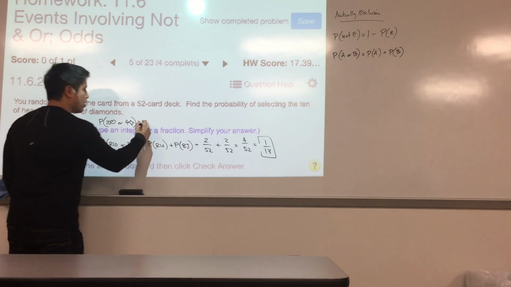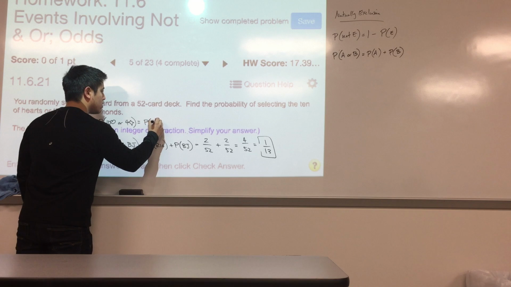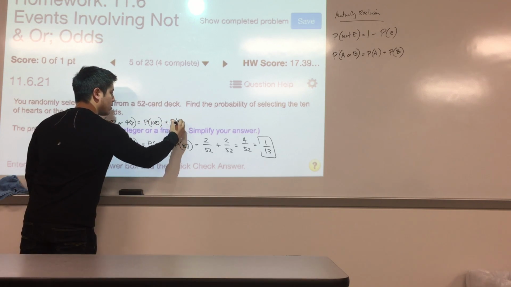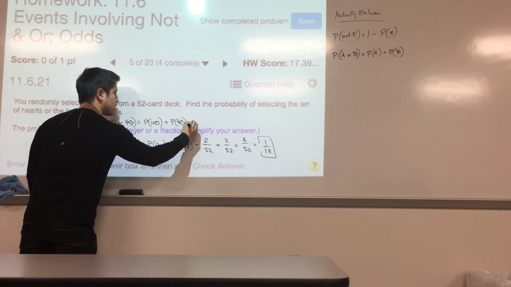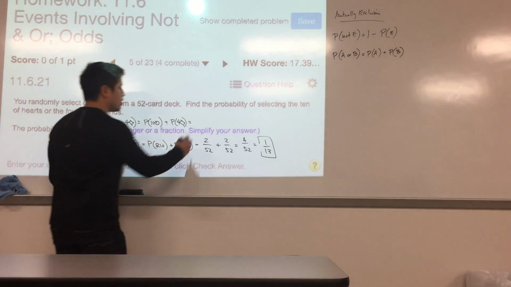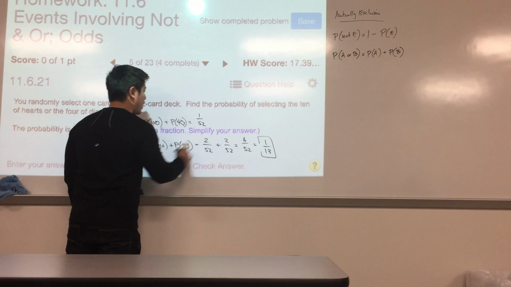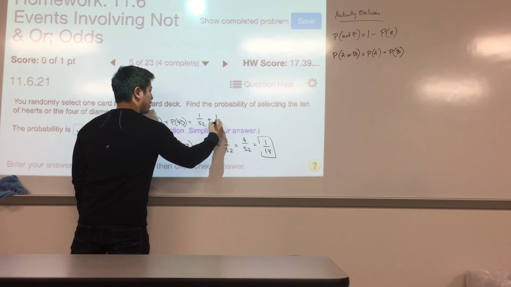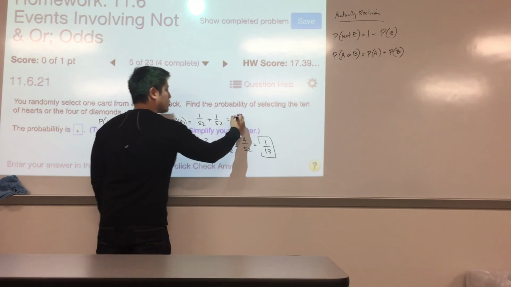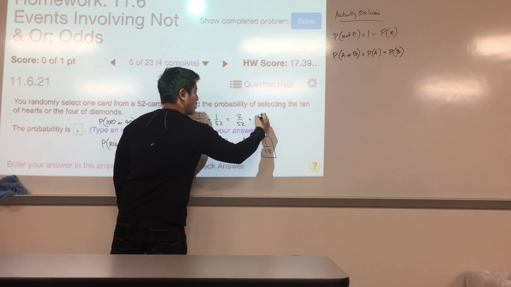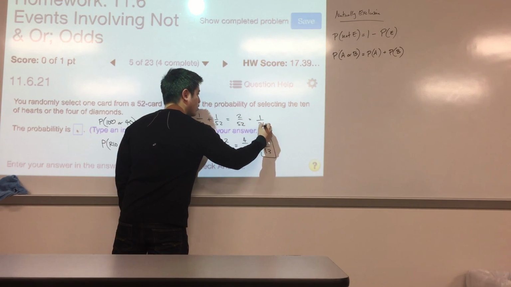Okay, so we need to know 10 of hearts. We need to know 4 of diamonds. Let's go figure that out, shall we? How many 10 of hearts are there? 1, right? There's only 1 out of 52. How about 4 of diamonds? 1 out of 52. For a total of 2 out of 52 ways you can get those, which reduces to 1 out of 26.